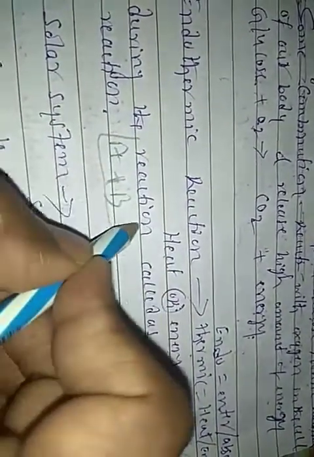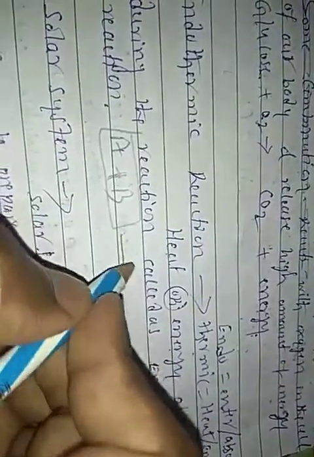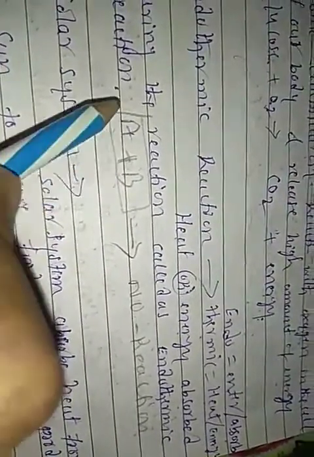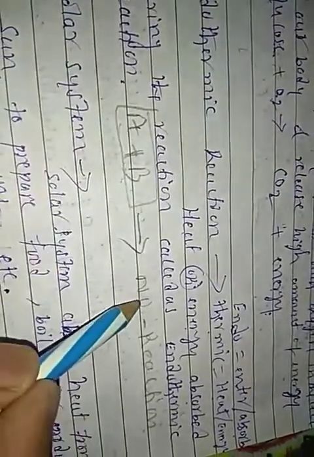Here I am using an example like A and B. This A and B are kept in one chamber. In the chamber, between A and B there is no reaction. Why? Because A and B are unreactive, so they cannot react with each other and cannot form any kind of product. So that is no reaction.